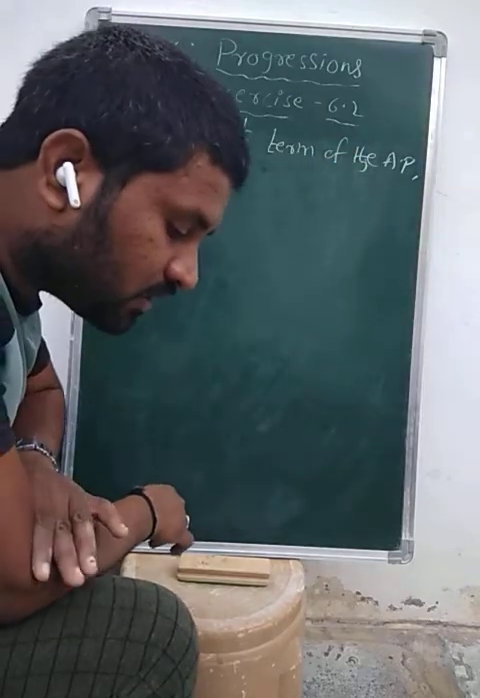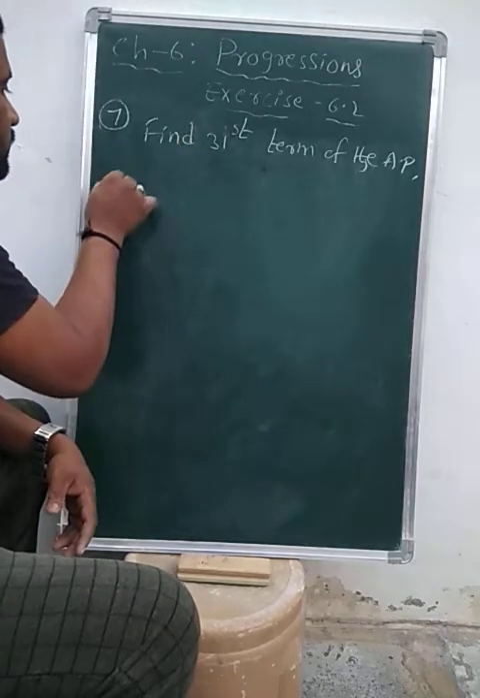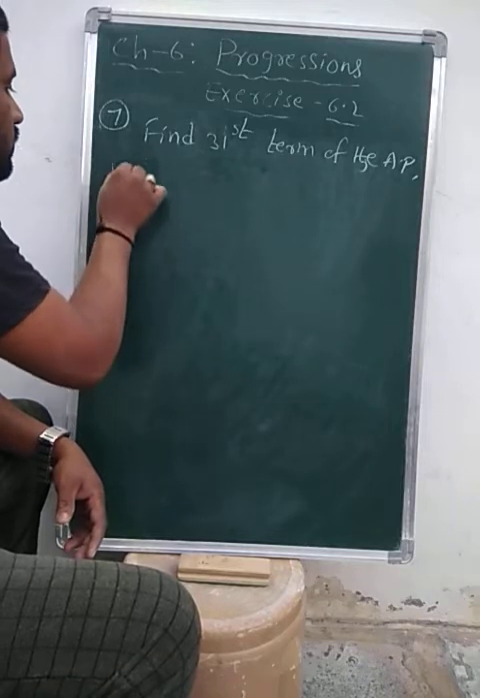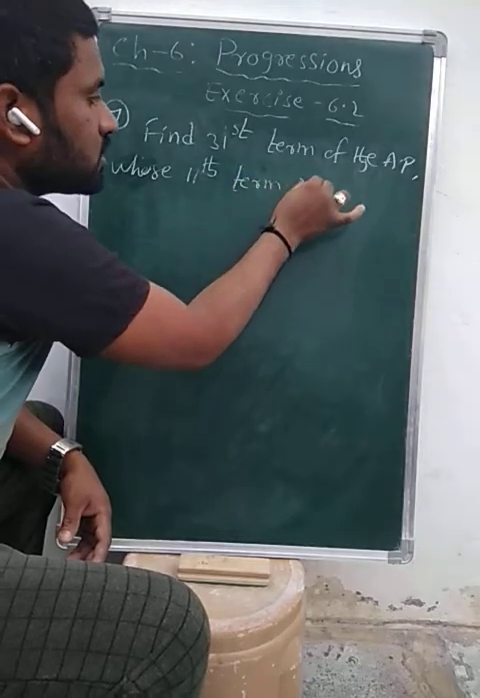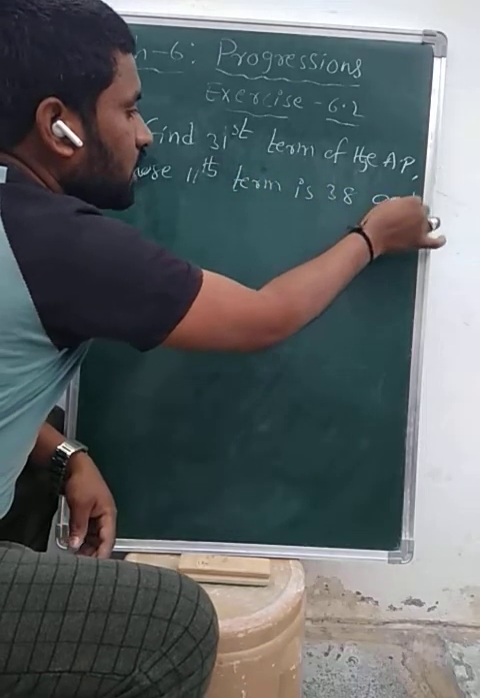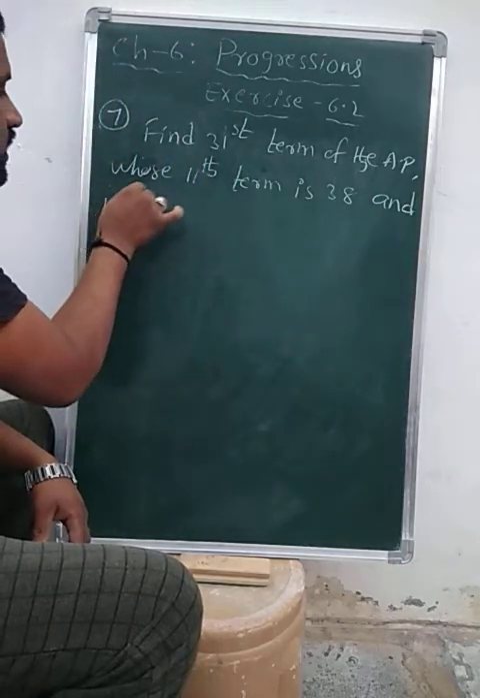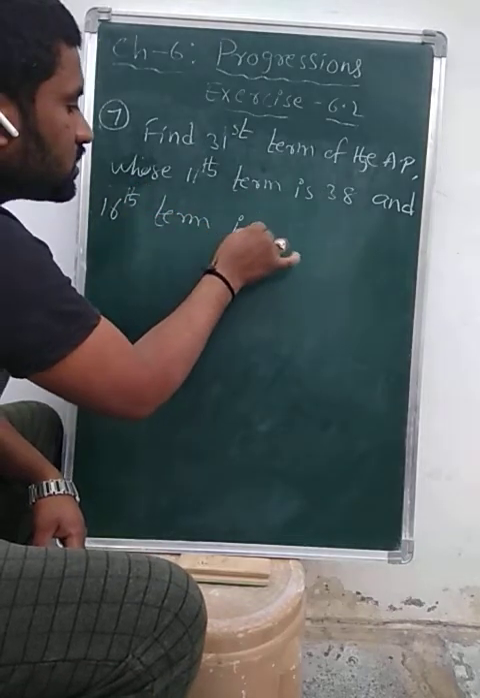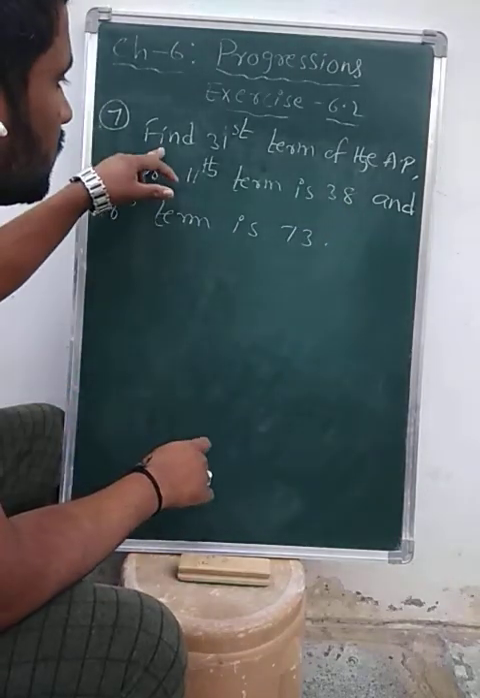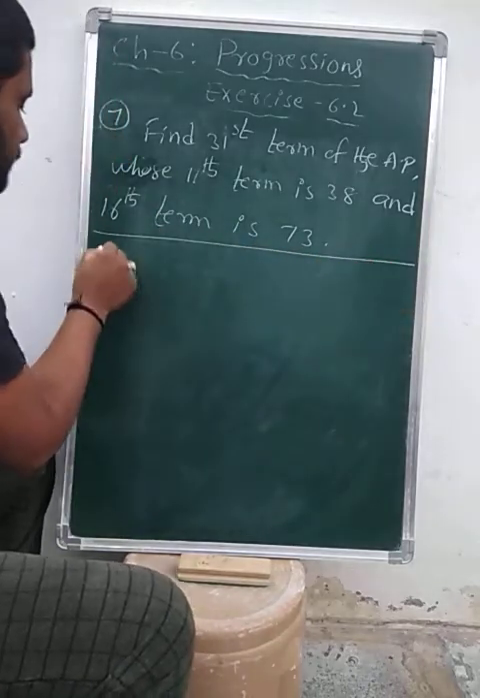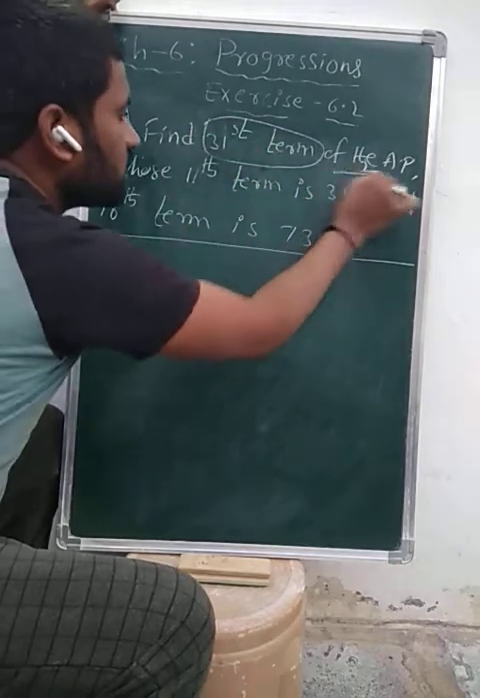What is the given data? The 11th term is 38, and the 16th term is 73. Okay, so this is the question. As per the given data, see its solution. We need to find the 31st term of the AP.